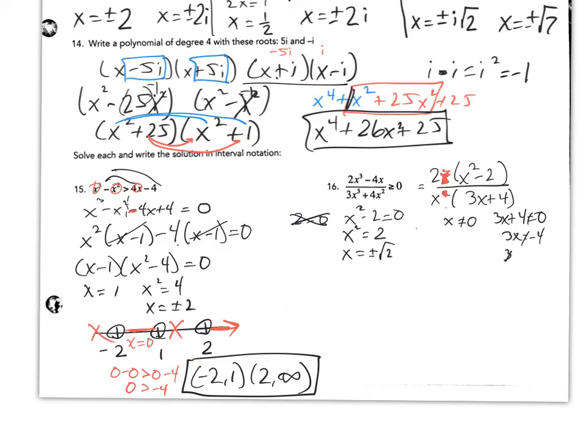So we get x is not allowed to equal negative 4/3. So on the number line, we will have negative radical 2, negative 4/3, open, because it's not allowed to equal. 0, open, not allowed to equal. And then positive radical 2.